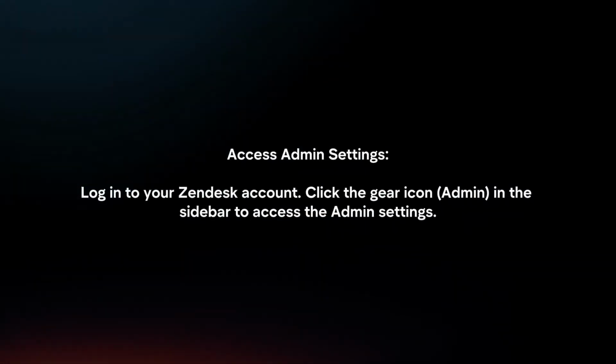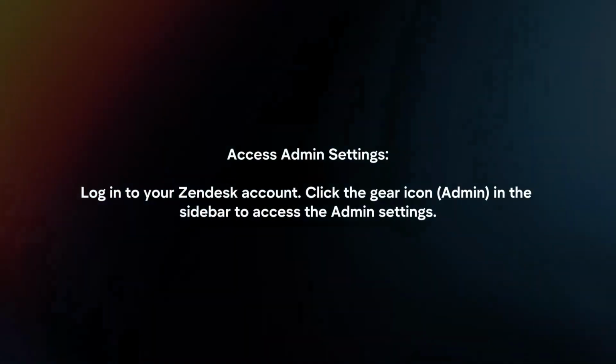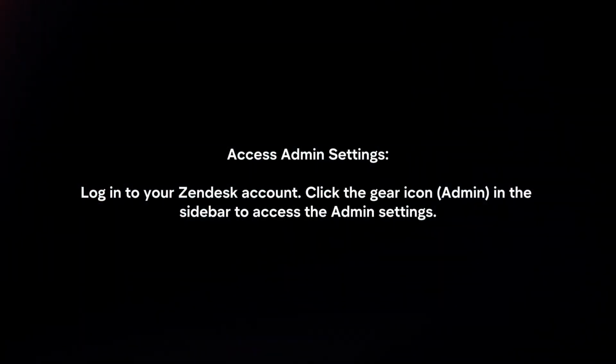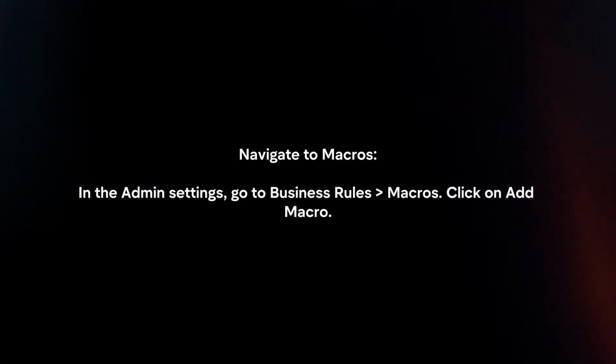Access admin settings. Log into your Zendesk account. Click the gear icon in the sidebar to access the admin settings. Navigate to macros. In the admin settings, go to Business Rules, Macros.